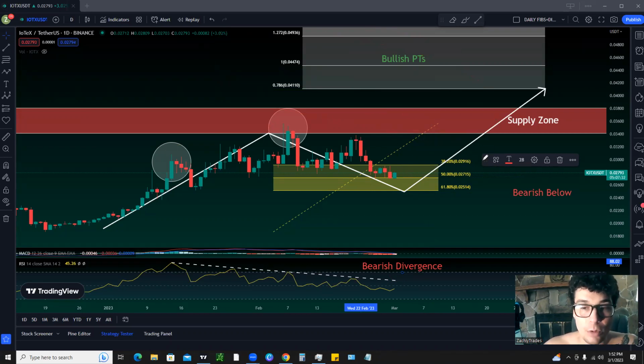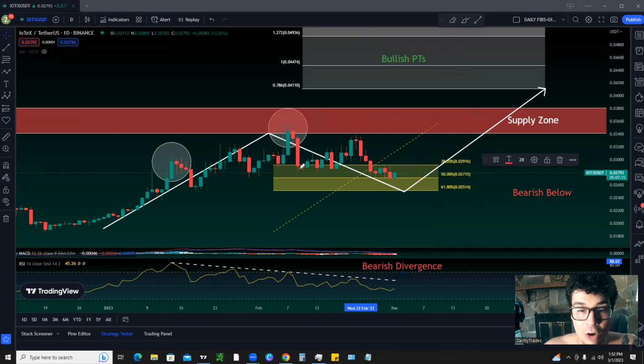And at that point, we would have to adjust our Fibonacci retracement levels because we would have a new high, okay? And a new high is going to equal new retracement levels. So if that time comes, I will make an update on the video and give you guys the new major retracement levels that we need to stay above.